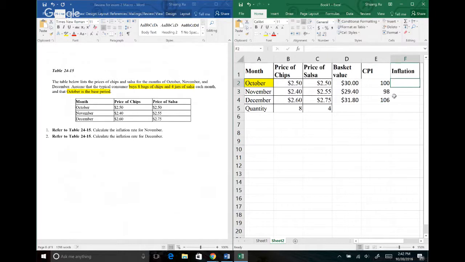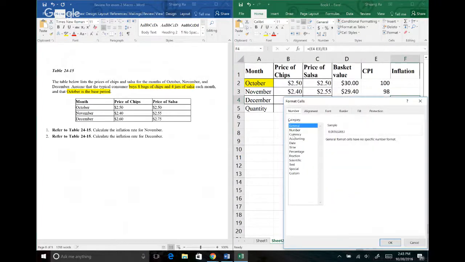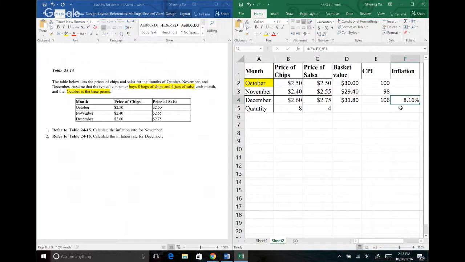Now, same formula. So CPI for this year minus CPI for last year, or last month, divided by CPI for last month. And when I finish, make sure this is a percentage. So for my cell, and then percentage. So 8.16%. And then once you finish, drag it down, I'll drag it up. So the month before was a -2%. Okay. All right, everybody got it?